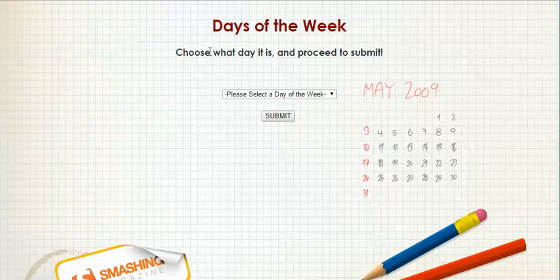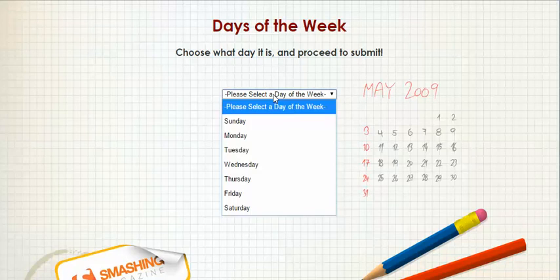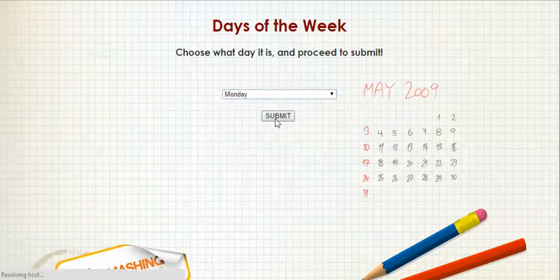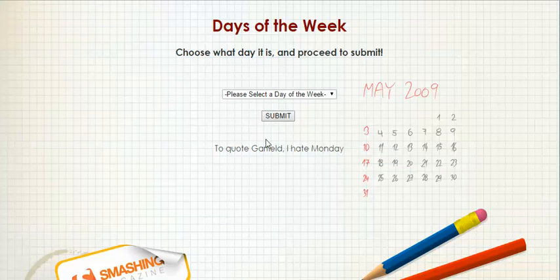So here we go, days of the week. Choose what day it is and proceed to submit. Now again, the input box should be styled nicer, and so should the submit button. These should have some better styles to them. So let's say you pick Monday and you submit. It says, to quote Garfield, I hate Monday.